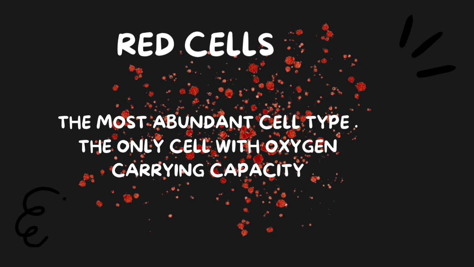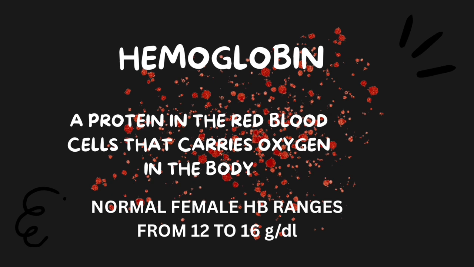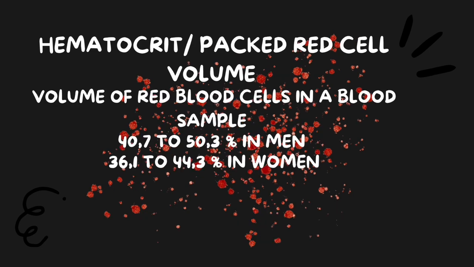The next one would be hemoglobin. Hemoglobin is only found in the red blood cells. It is a protein that is attached to the red blood cell, and it's the one that acts like a carry bag. It carries the oxygen. So without hemoglobin, inhaling as much oxygen into your body does not really help. For a female, an HB, or hemoglobin, from 12 to 16 would be regarded as normal.